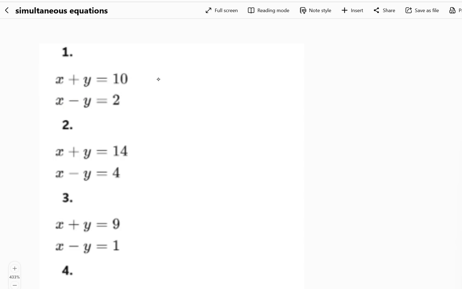What is a linear equation? An equation in which the highest degree of the variable is 1. What does that mean? That means that the variable has an exponent of 1, not higher than that. So we have two linear equations, this one and this one.